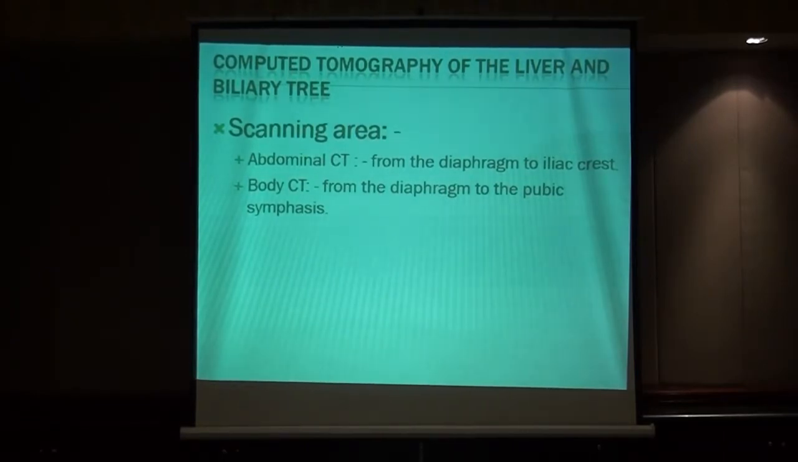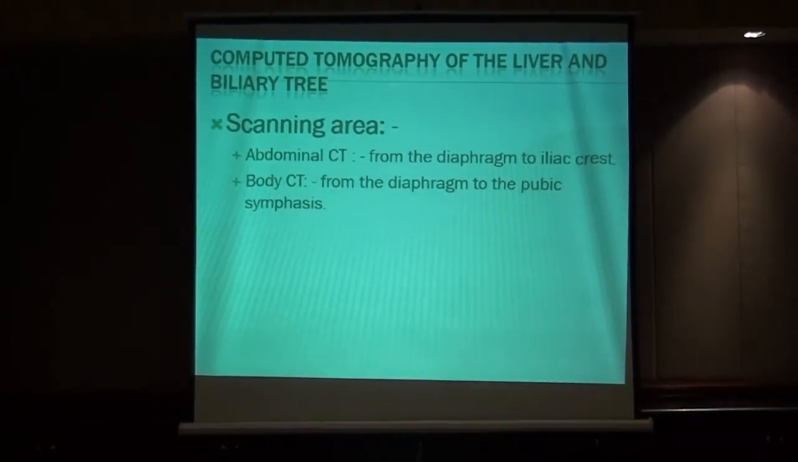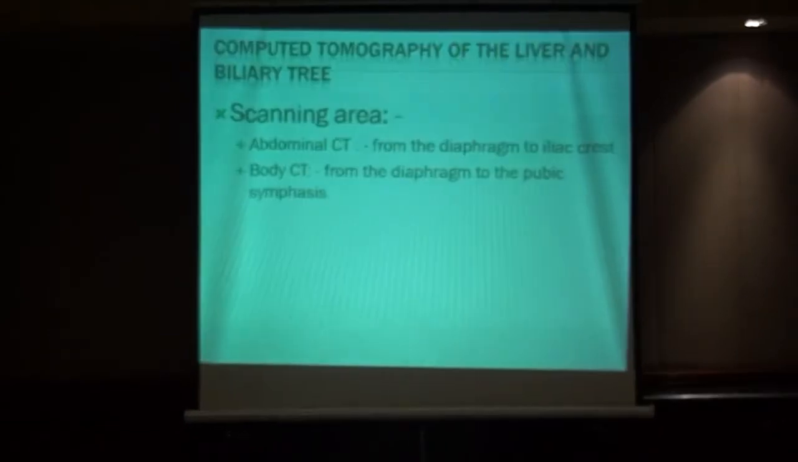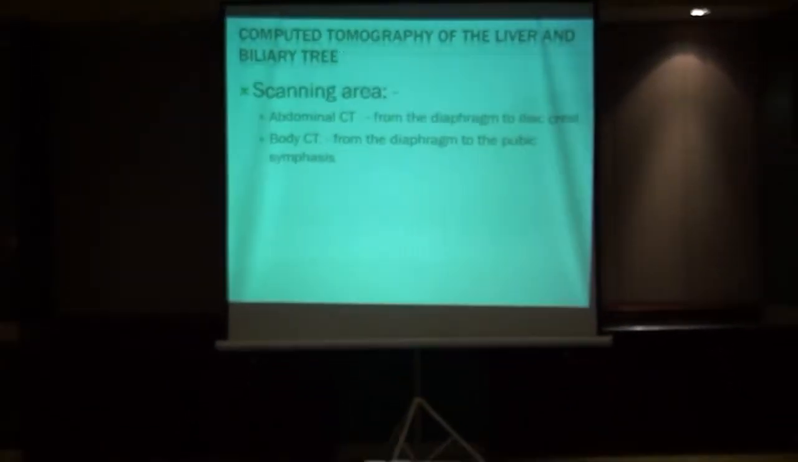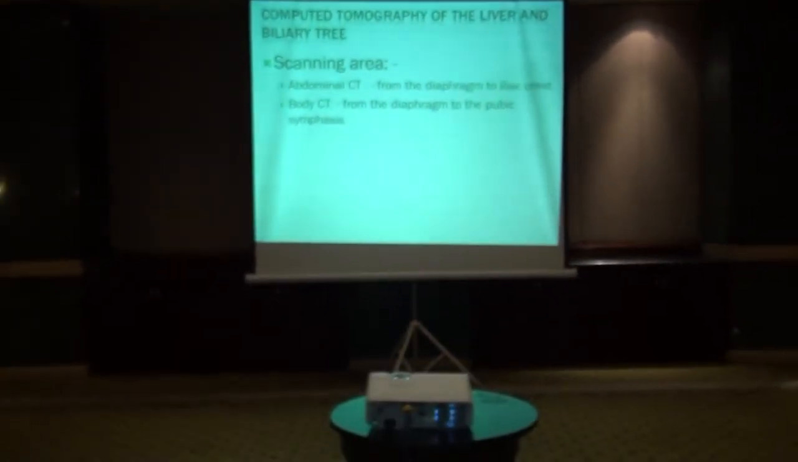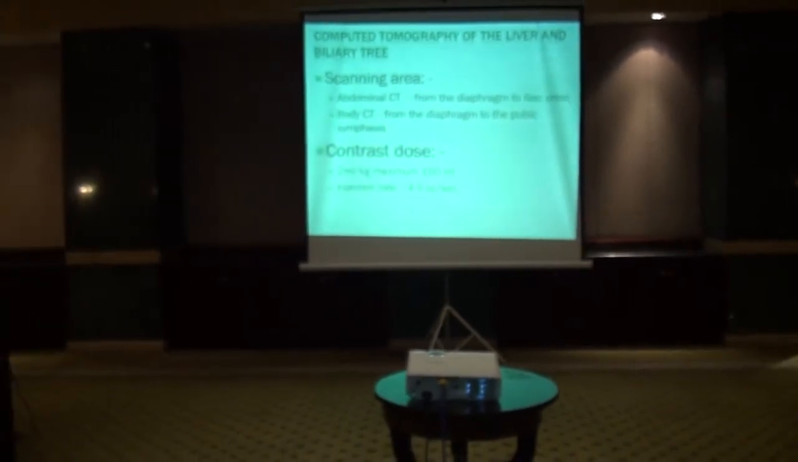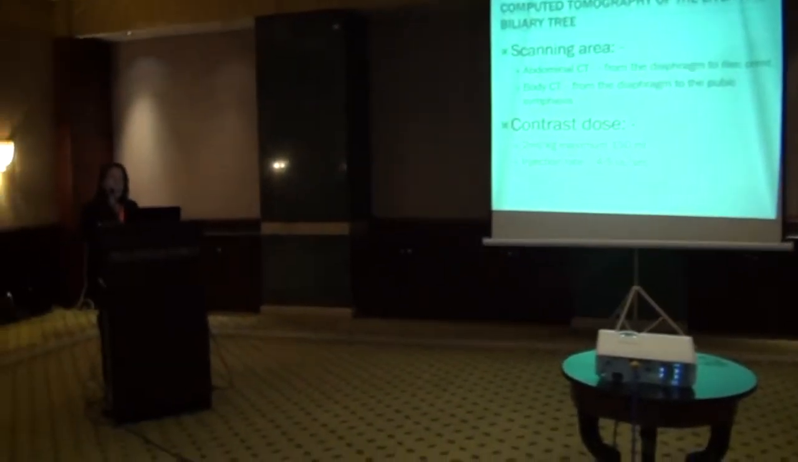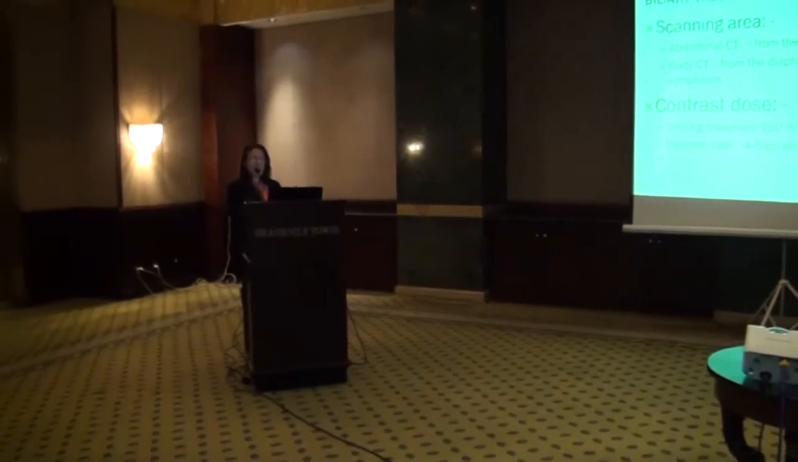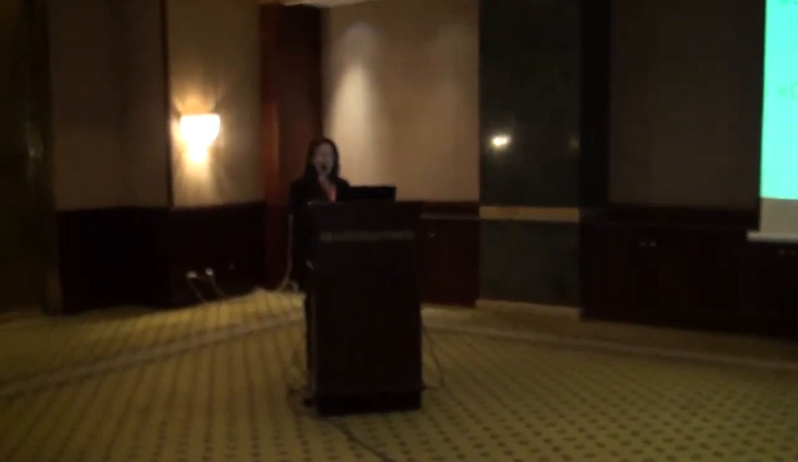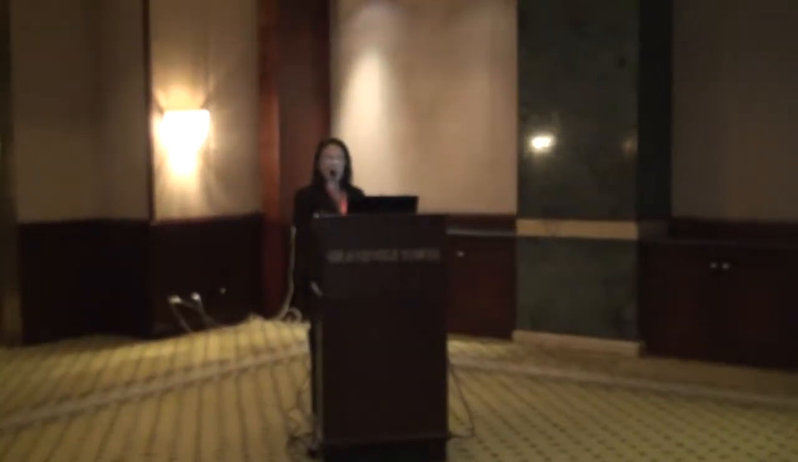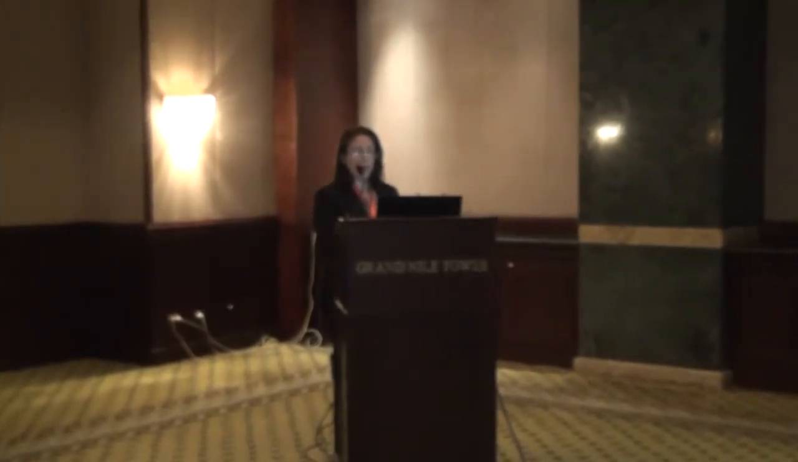For abdominal CT, the scanning area is from the diaphragm to the iliac crest. For body CT, the scanning area is from the diaphragm to the pubic symphysis. Contrast dose is 2 ml per kilogram with a maximum of 150 ml, and the injection rate is 4 to 5 cc per second.